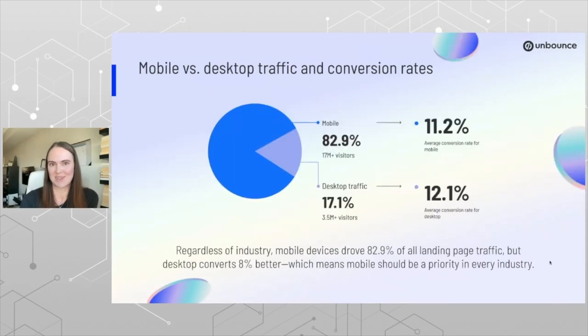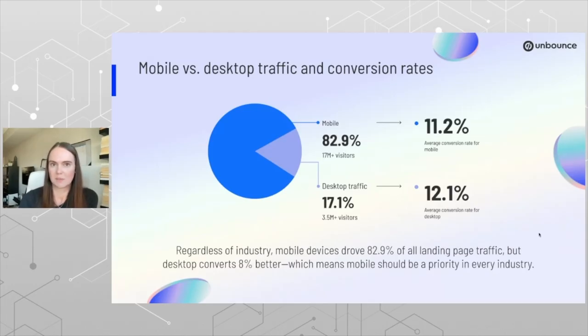And in case you're still not convinced, we saw that over 82% of all landing page traffic that came through our platform was from mobile devices, but desktop is still converting 8% better when all of that data is aggregated. That is a huge gap, which means that we can safely say that mobile optimization should be a priority in every industry, but as you saw with health and wellness, it may be more important in some industries than others.